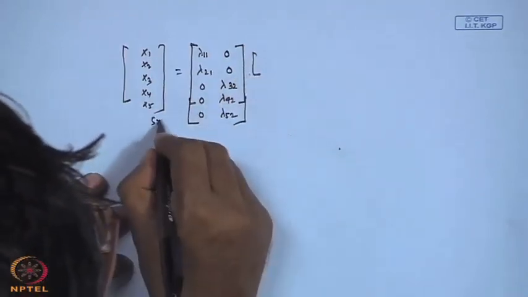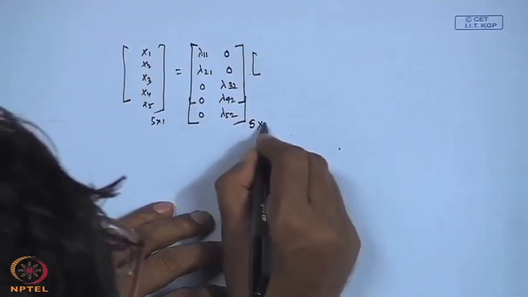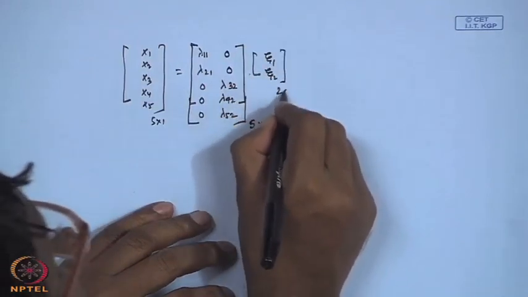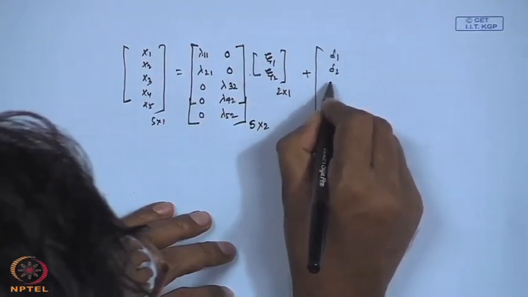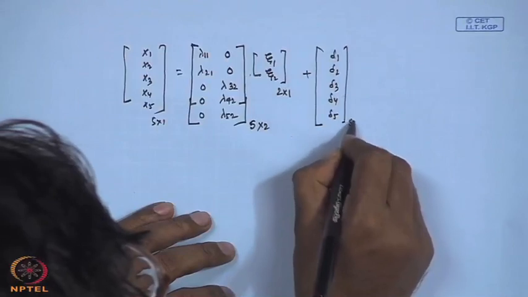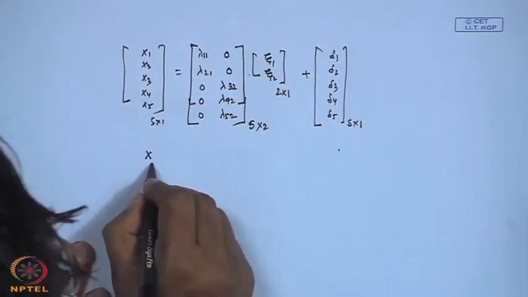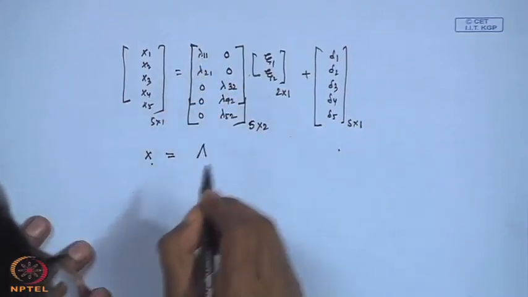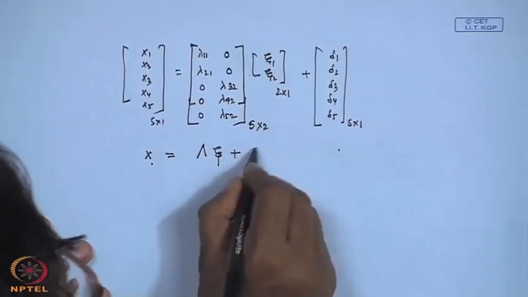So this is 5 cross 1, this is your 5 cross 2, and then xi1 and xi2, this is 2 cross 1, then plus delta 1, delta 2, delta 3, delta 4, delta 5, this is 5 cross 1. So resultant you can write Ax equal to lambda xi plus delta.